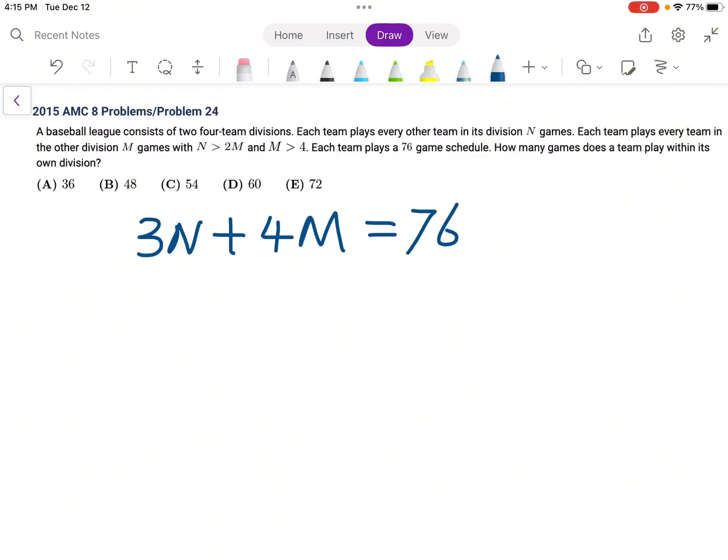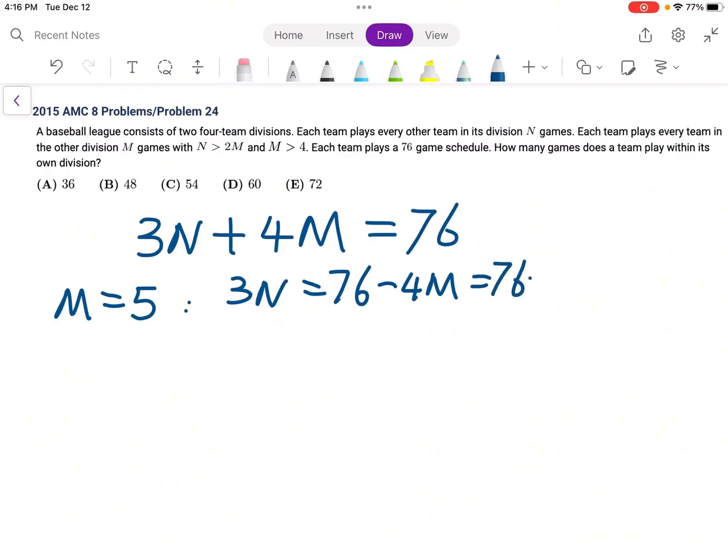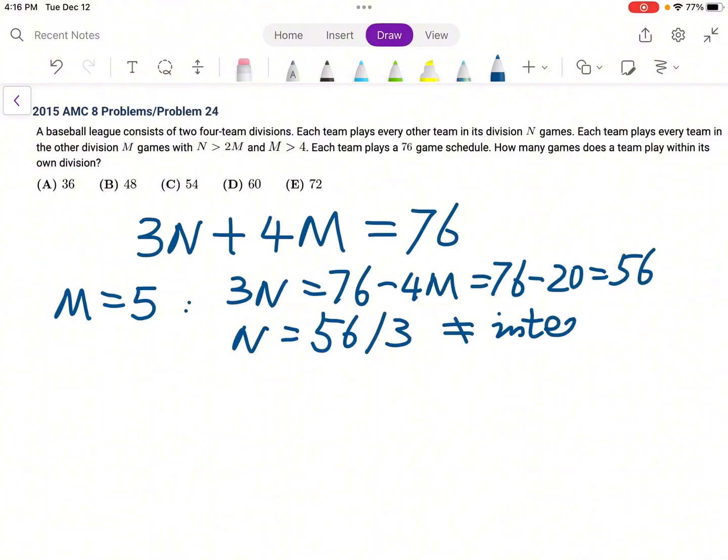Because m is larger than 4, let's assume m equals 5. Then we will have 3n equals 76 subtract 4m, and that's 76 subtract 4 multiply 5, 20, equals 56. And in this case, n equals 56 divided by 3, and n is not an integer. So this is not a valid solution.